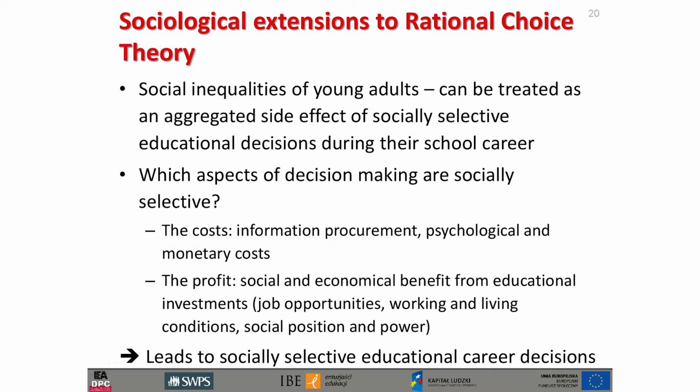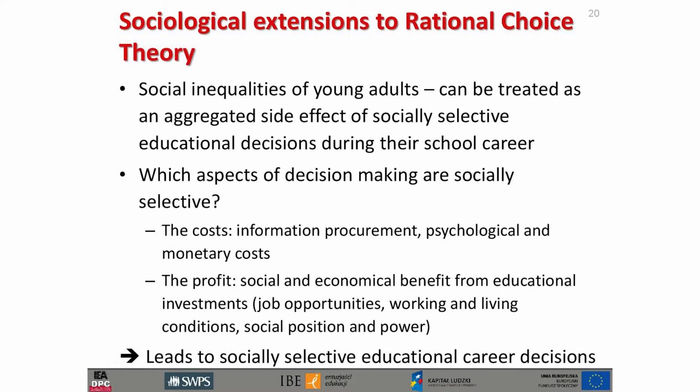This means basically in the school context that a particular amount of money that a family has to invest in the education of their children means something different to somebody from disadvantaged families than it means to somebody from a rich family background. The profit is also different, namely the social and economic benefit from education investments like job opportunities, working and living conditions, and social position and power. So not only do children from disadvantaged backgrounds have to invest more to reach the same level of education or a higher level of education, but it is also well known and empirically supported that they profit or benefit less from their education. And this leads, of course, to socially selective educational career decisions.